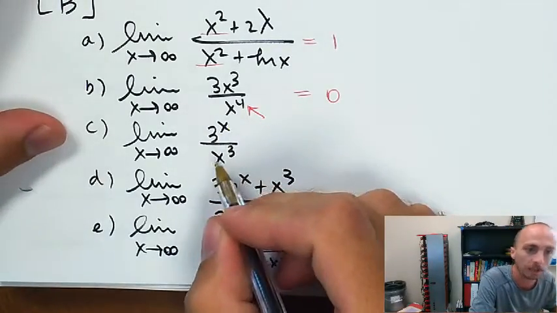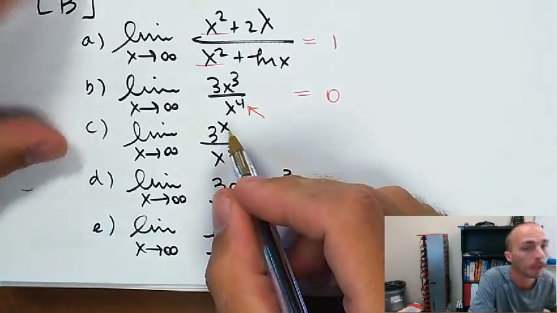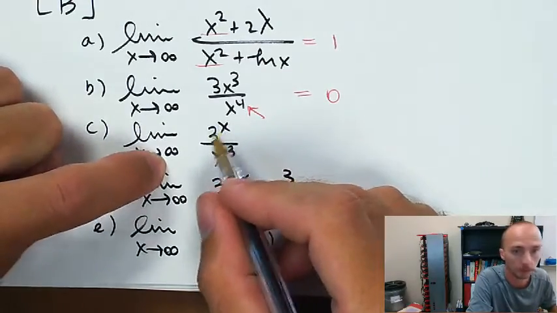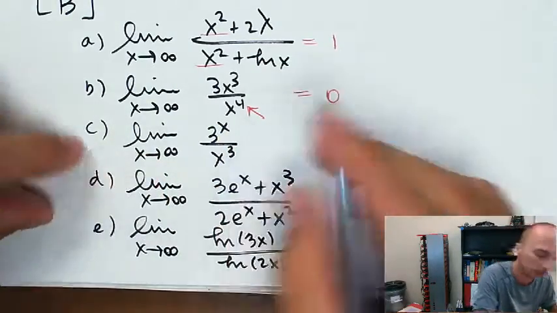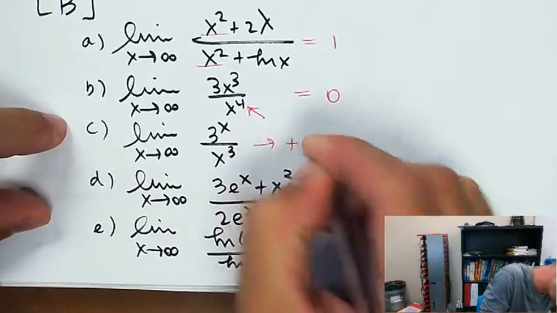All right, 3 to the x divided by x to the 3. This is bigger on top. Okay, and 3 to the x, if x is going to be a large positive number, that will be positive. This will also be positive. This is going to positive infinity.